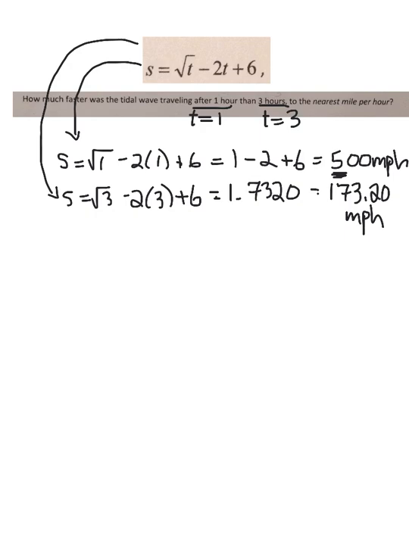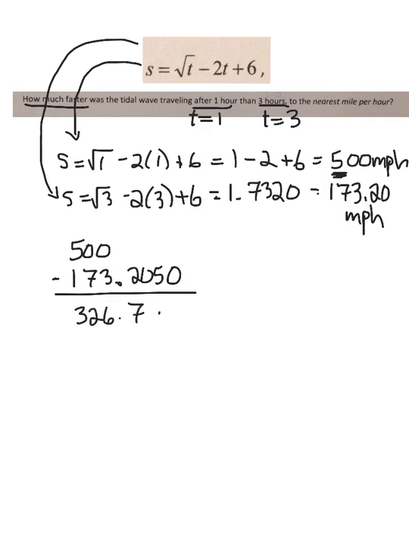Now, let's read the question because it says how much faster. So what that wants you to do then is subtract your two answers. So it wants you to subtract that 500 minus that 173, and I'm looking at the digits in my calculator, 0.2050. And if I subtract those two, that's 326.79. And it says to the nearest mile per hour. So that would be 327 miles per hour. When it says to the nearest mile per hour, they want it to the ones place.